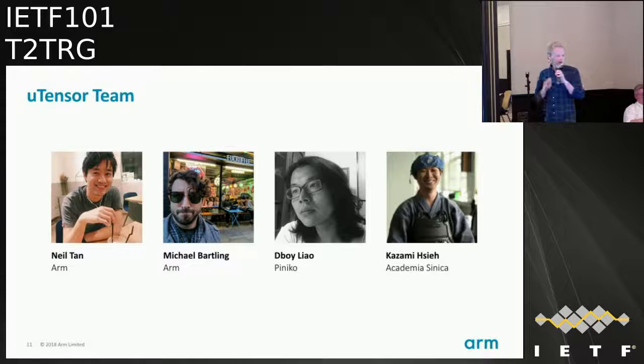So it's developed, it's not an ARM project per se. It originated from ARM. These are the four core contributors. As you can see, I'm not there.